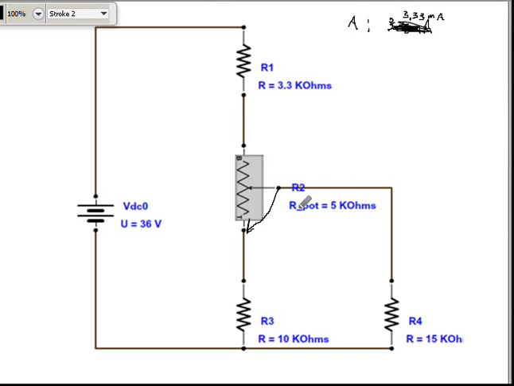Well, that changes things because now we have a series circuit consisting of R1 and R2 in series with a parallel circuit consisting of R3 and R4. So this part, the series portion, is going to be 5K plus 3.3K, which is going to be 8.3K. And then I've got the network down here that's 10K and 15K, so I know this is going to be less than 10K ohms.